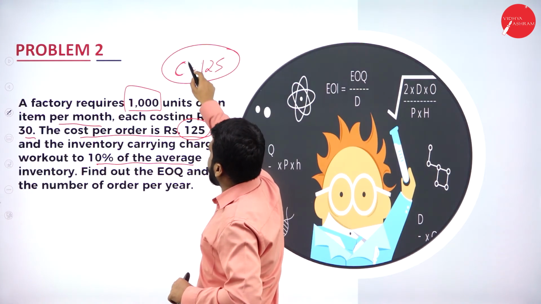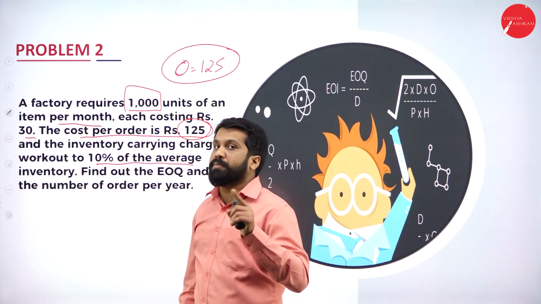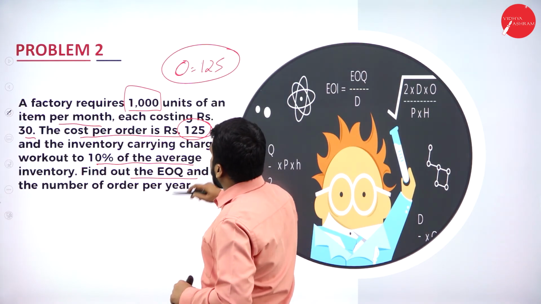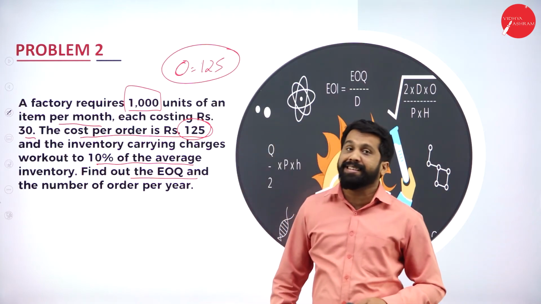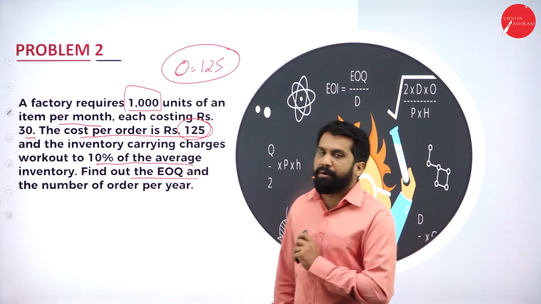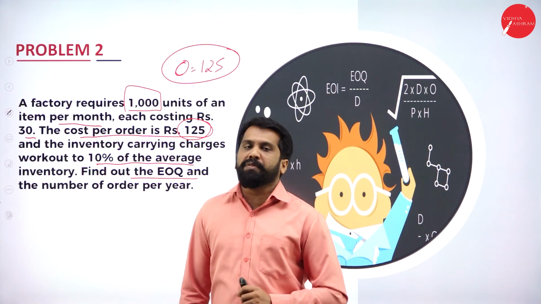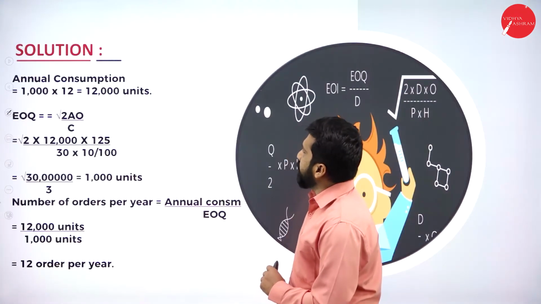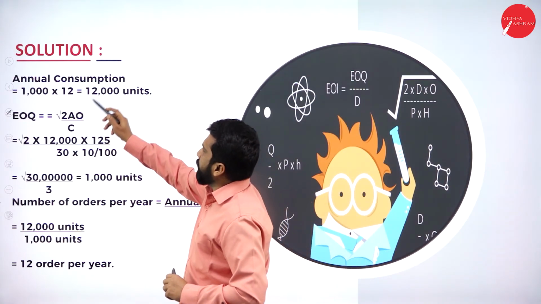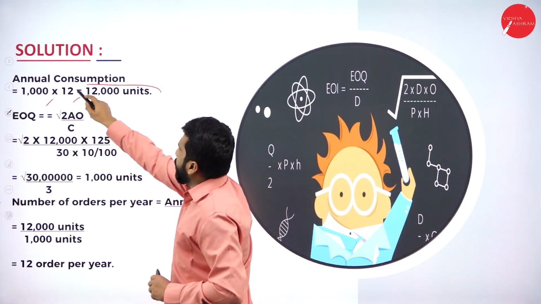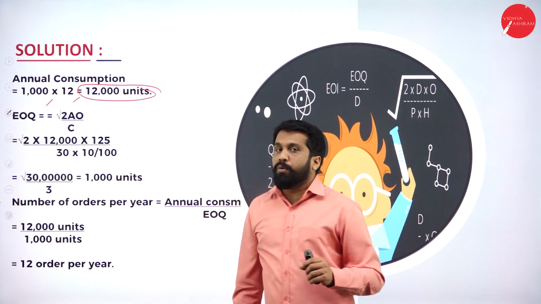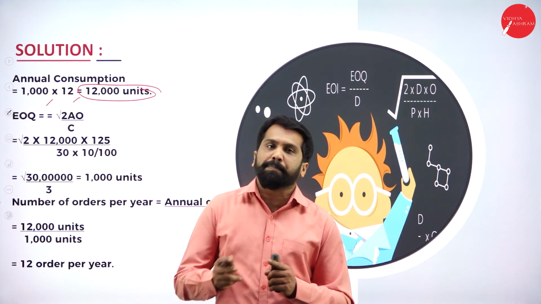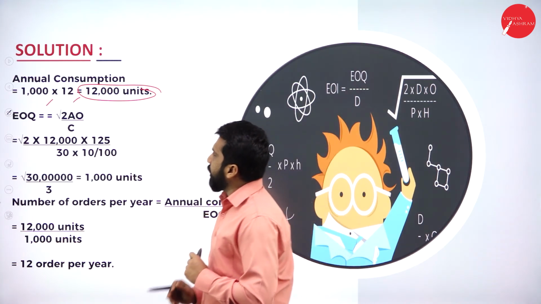So it is not C, it is O. Cost per order. Order means what? O. 10% of the average inventory, find out the EOQ as a number of order per year. Whatever information they have given, that is per month. So we don't want per month, we have to calculate for per year. Now, see, simple calculation, annual consumption, 1000 into 12, 12,000. As I told you, whatever information they have provided, that is per month. Make it per annum. Now, this is done.